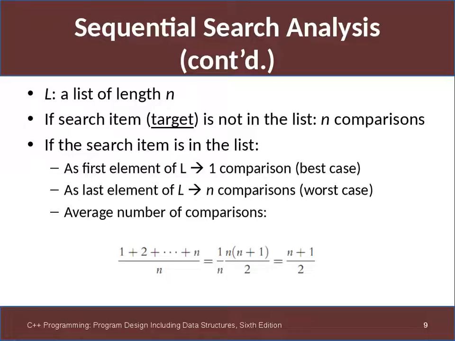So the average is what again? Essentially n plus 1 over 2, because you do have to compare that middle one, so there's that plus 1.